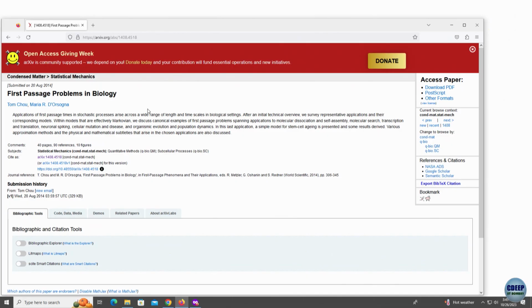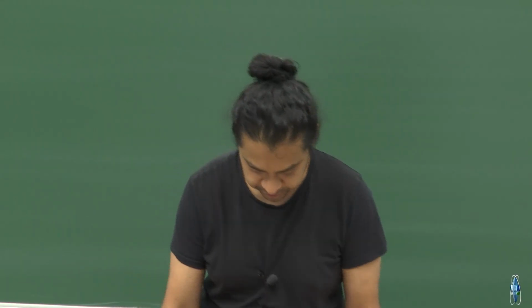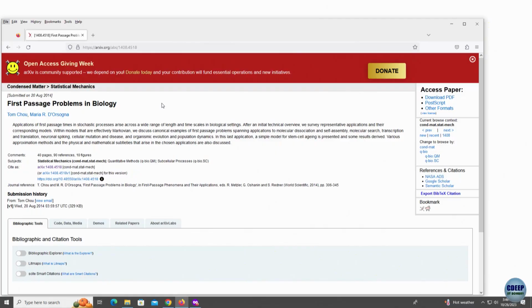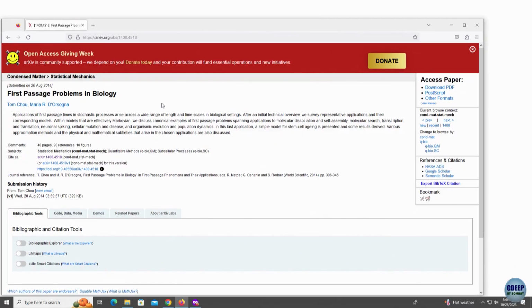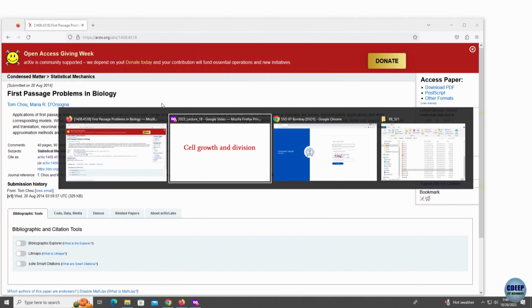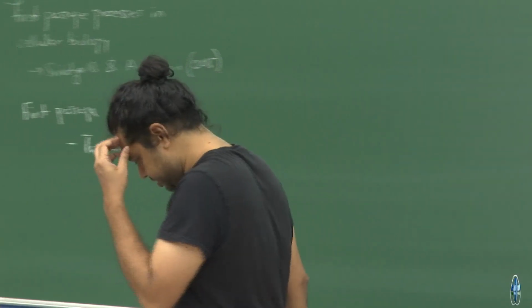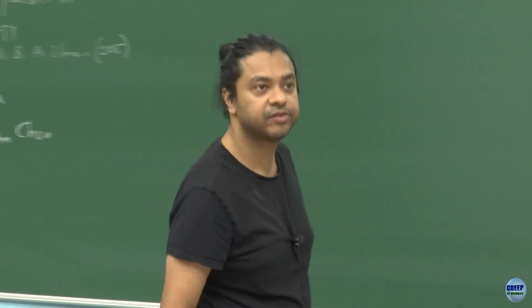So both of these are actually nice papers to read because they put all of these things that we've been doing into some specific biological applications. And both of these are available on arXiv. So, all right. The first problem that I want to discuss is that of cell growth and essentially cell division.